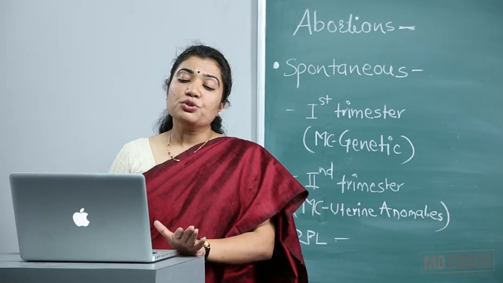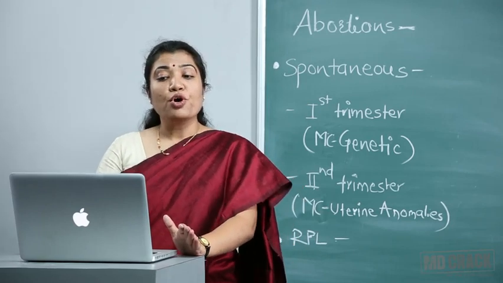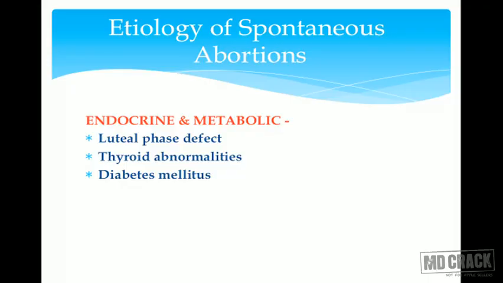Moving ahead to the other important cause of first trimester abortion. Again, remember guys, after genetic abnormalities, endocrine, that means hormonal abnormalities, is the second most common cause of first trimester abortion. So if your MCQ doesn't have genetic abnormalities, you have to go for this cause as the most common cause. This is the second most common cause for first trimester spontaneous abortion.